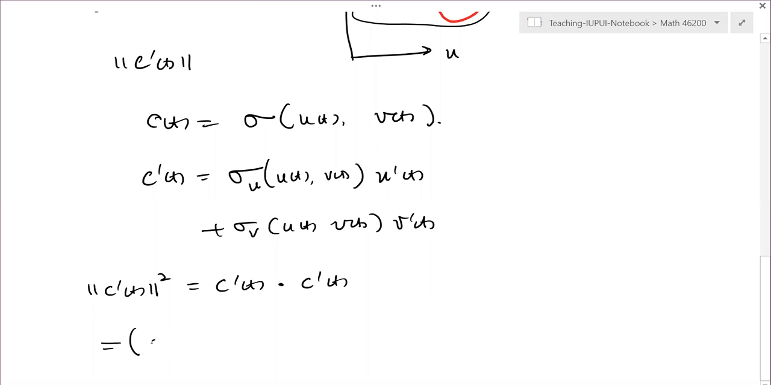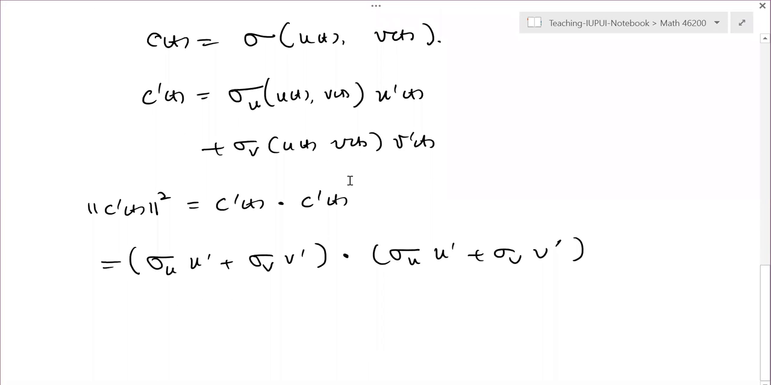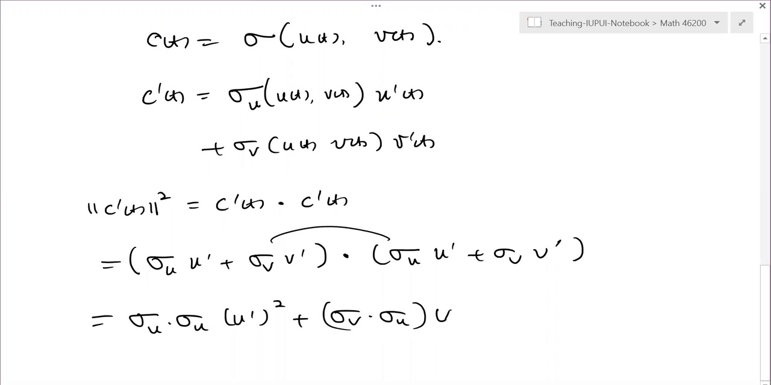For simplicity, I'm not going to mention t here. Sigma u prime dot sigma v prime. Just for simplicity, I'm not going to put all of it. So just multiply them out. That's sigma u dot sigma u times u prime squared. And then this will be sigma v dot sigma u times u prime. Then I have another one, sigma u v and u prime v prime.